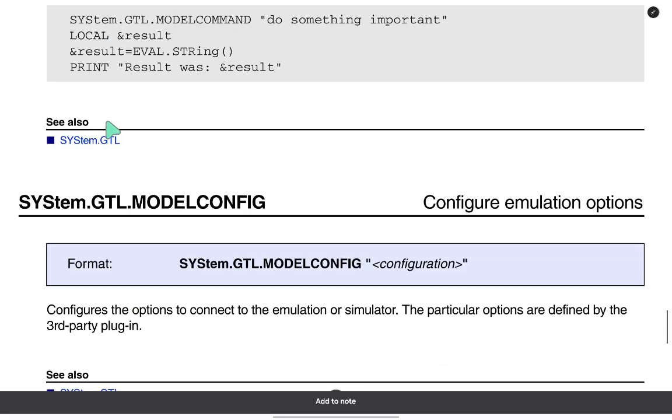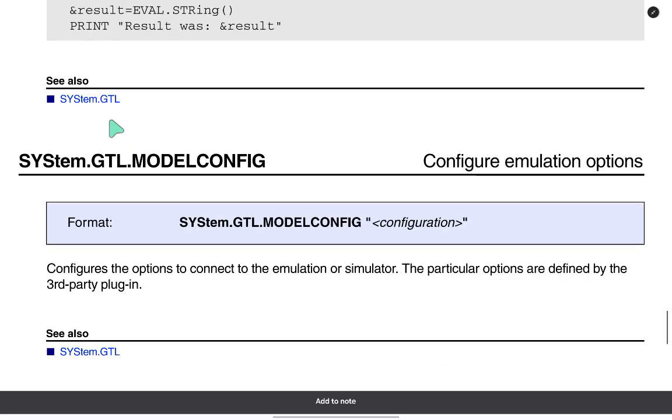The sys.gtl model configure emulation options. Configure the options to connect to the emulation or simulation. The particular options are defined by the third-party plugin.